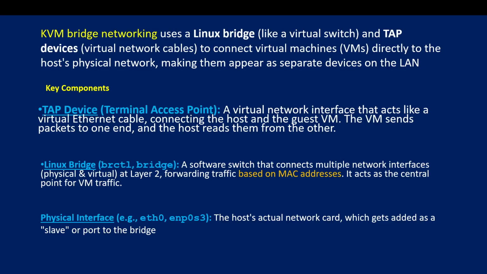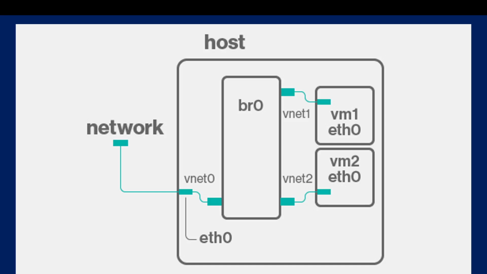Okay, so we'll cover that part. Now you can see in the figure this is the host machine and a network card is connected, let's call it ETH0. ETH0 is the physical interface, and on top of it we need to create one virtual switch, BR0, which is called a Linux bridge interface.